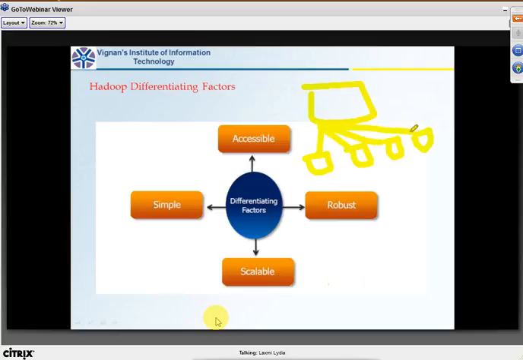The working of master-slave architecture is like how we work in a software company, with programmers, team leads, and so on. In that manner, we work in the Hadoop distributed file system. So the differentiating factors of Hadoop are: it is accessible everywhere, and its architecture is very simple because it is based on simple master-slave architecture. And it is robust. Why is it robust? Because it has a rich set of powerful flexibility. We can extend it at any level.